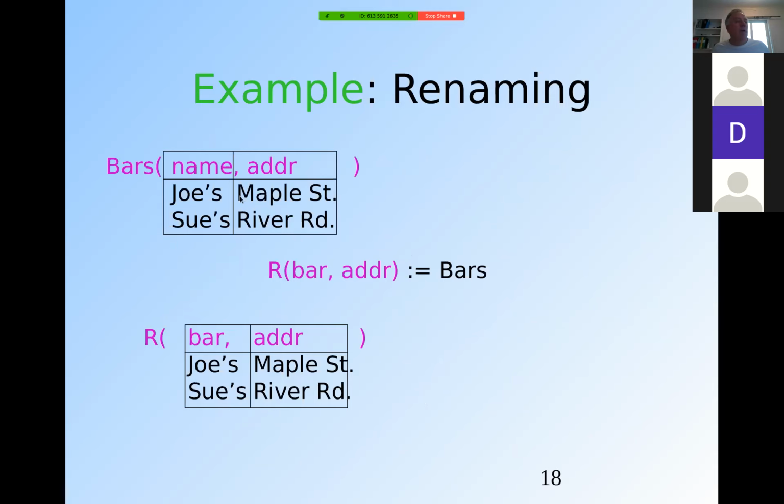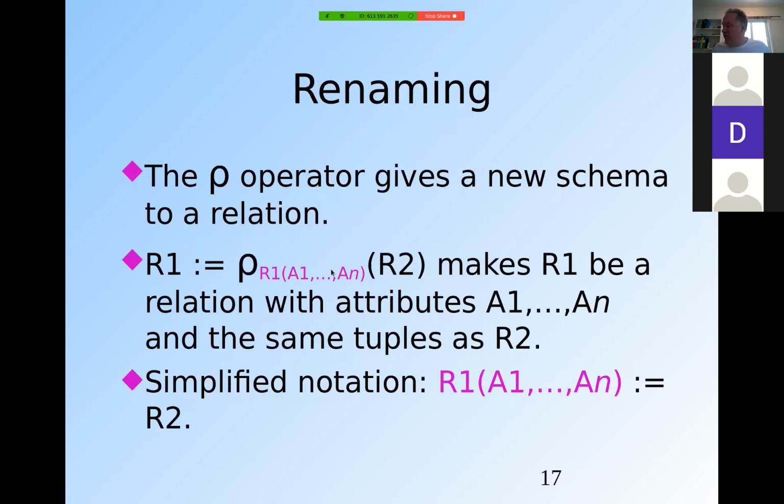Here's an example of renaming where we have a relation R, which is basically the bars. We have this underlying table called bars, and we have the name and the address. But let's say we want to change the name to just bar. Then there are several different ways of doing that. This right here is the one in the notation I was developing before. So actually, let me just go back here.